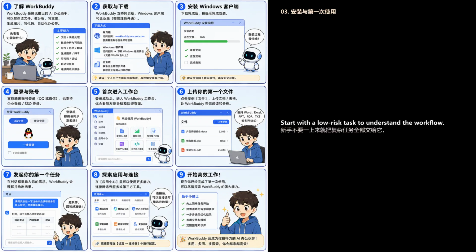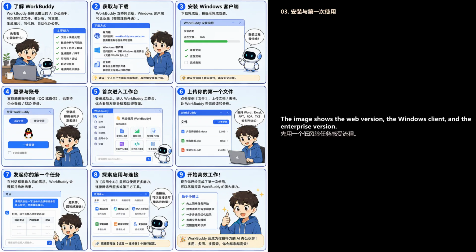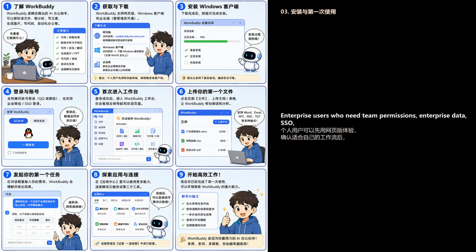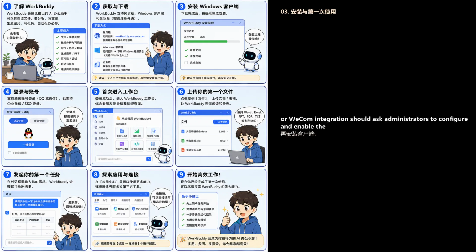The second step is getting and downloading the product. The image shows the web version, the Windows client, and the enterprise version. Individual users can first try the web version and install the client after confirming it fits their workflow. Enterprise users who need team permissions, enterprise data, SSO, or WeCom integration should ask administrators to configure and enable the required capabilities.